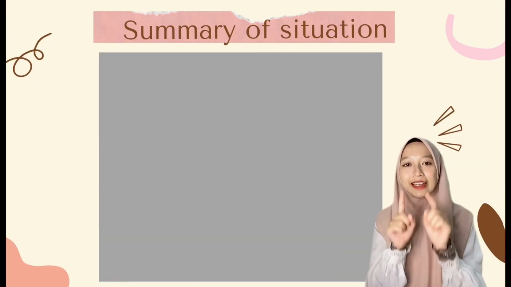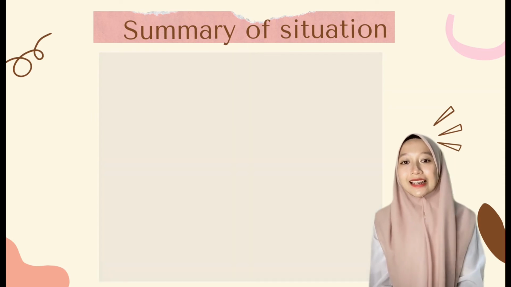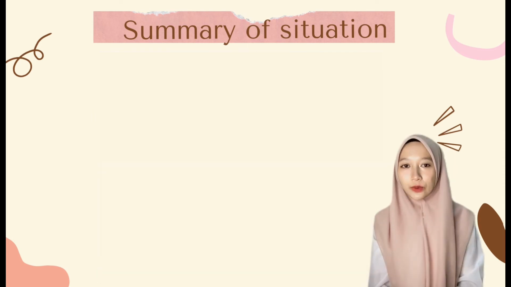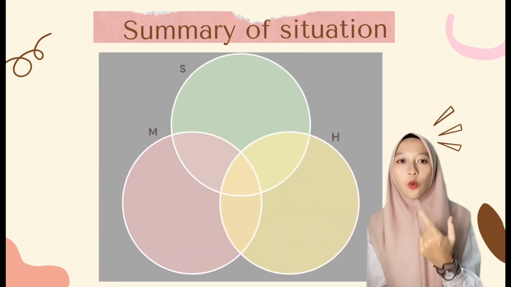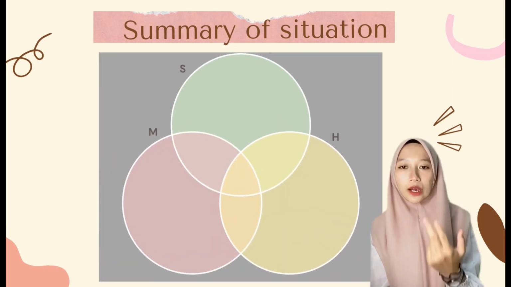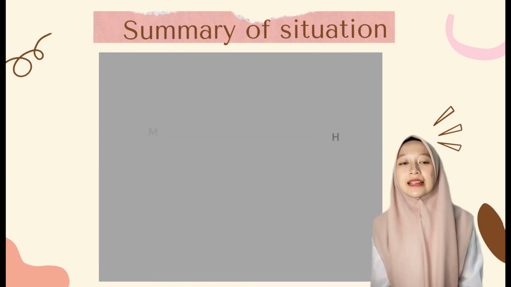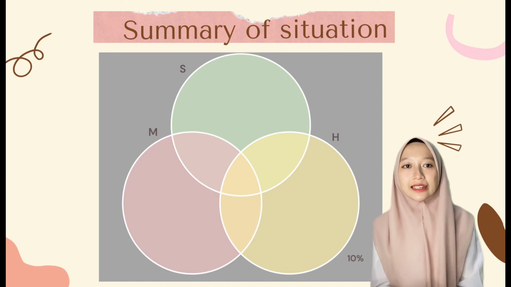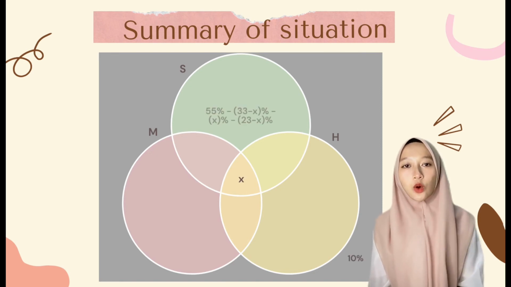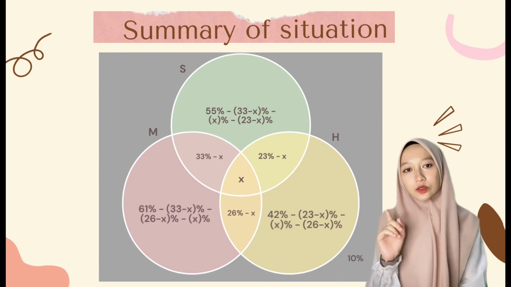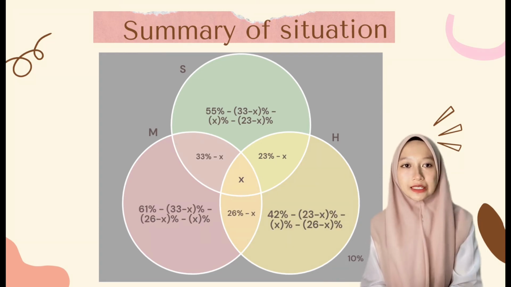Let's draw a rectangle for the universal set and start filling this. Let's see what we have. We're going to have 3 circles, one for set S, one for set M, and one for set H. Firstly, we know that the number of students who wouldn't like all the 3 subjects is 10%. So, we write 10% outside the circles. Next, we need to find each part of this.